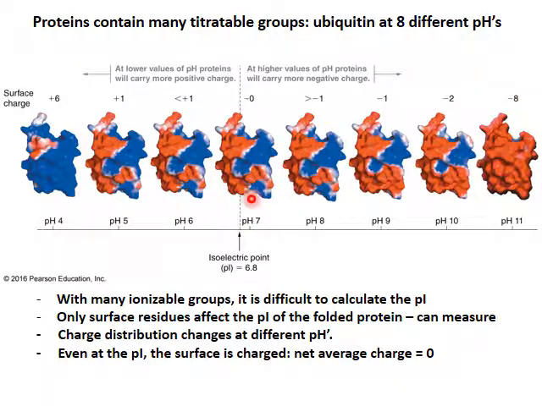So with all these ionizable groups, it's difficult to calculate the pI, but it can be done. But the best way to do it would be just to do it experimentally, because some groups that may be acidic or basic are buried on the inside of the protein, so they won't be able to be titrated away. And so you have to kind of know what groups are on the surface in order to be affected by the pH, in order to figure out what the pI is. And so it's hard to calculate it from purely knowing the amino acid residues that are in the protein sequence.